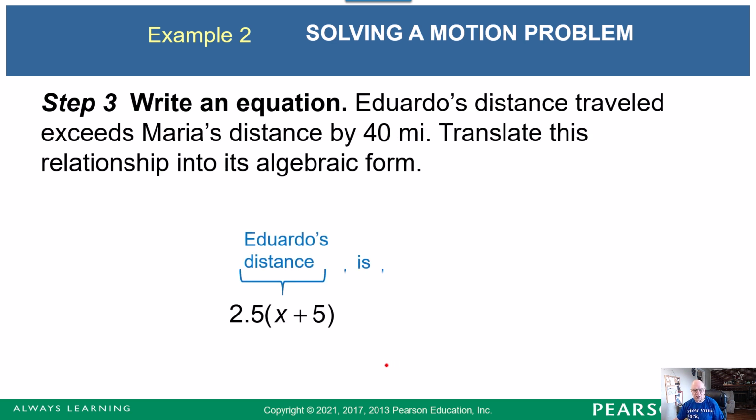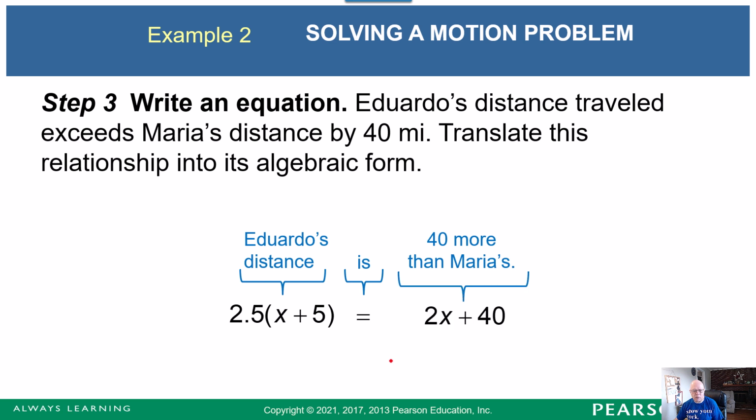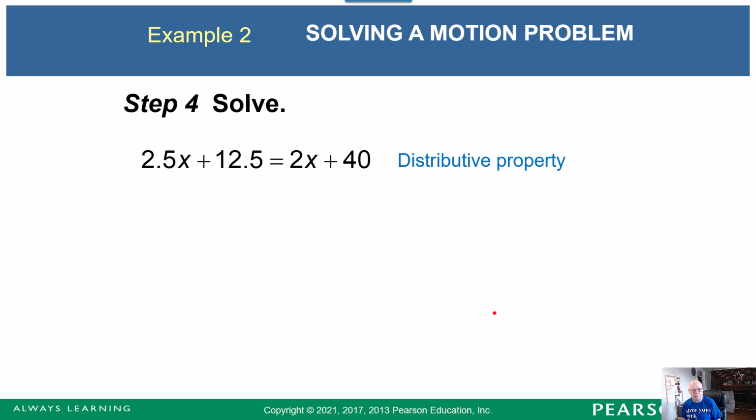Time to write an equation. There's Eduardo's distance. It's 40 more than Maria's. So this is Maria's distance right here, 40 more than that, you add 40. So there's your equation, and we're going to solve that equation. There's the equation again written. Use the distributive property to multiply through both of those sides. Combine similar terms. Divide by the coefficient of x, which is the 0.5.